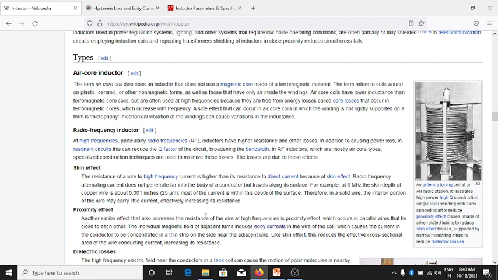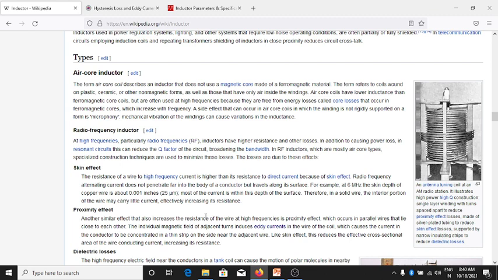Air core coils have lower inductance than ferromagnetic core coils, but are often used at high frequencies because they are free from energy losses called core losses that occur in ferromagnetic cores, which increase with frequency. A side effect that occurs in air core coils in which the winding is not rigidly supported on a form is microphony. Mechanical vibration of the windings can cause variation in the inductance.